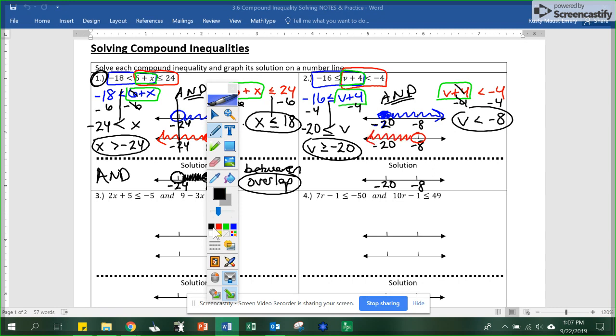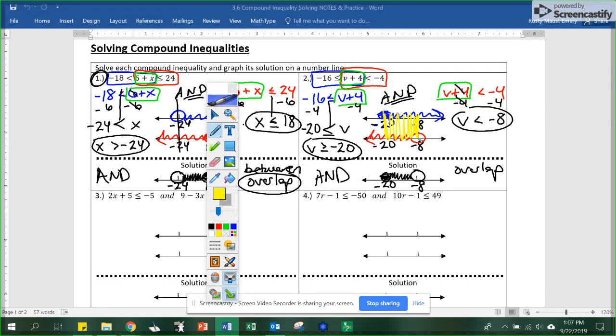And then once again, it's and. So to represent and, I'm showing all of the overlap. They overlap in the middle, in between. So closed circle on -20, open circle on -8, and I shade in between. All right, once again, you'll notice starting at -20 is where they overlap. If you were to squish these two graphs together, that's where they would overlap.